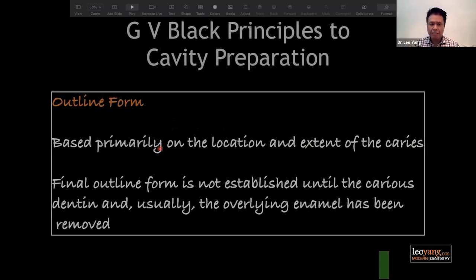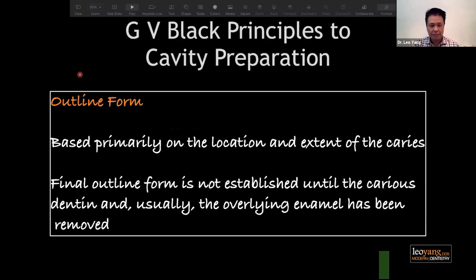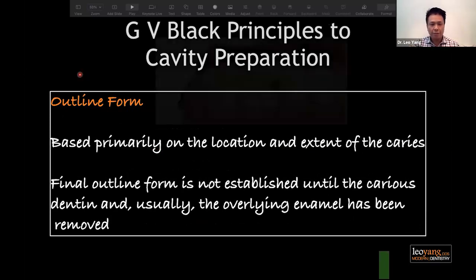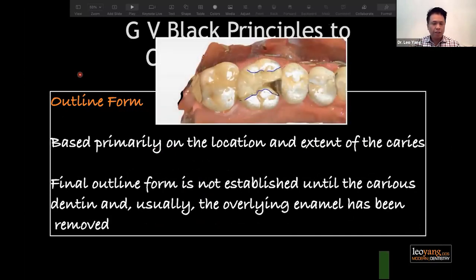So to start that out, outline form. What is that? It's based primarily on the location and extent of the caries, and the final outline form is not established until the caries is removed, and usually the overlying enamel has been removed. So what does that mean? If you look at the picture here, you have a molar with an MOD composite that's broken on the mesiolingual region right around here. And if you look at my preparation, it's really the blue margin here. And you can see that it's really not that much bigger than the actual preparation of the composite. And part of that has to do with just minimal decay. So why is this important?